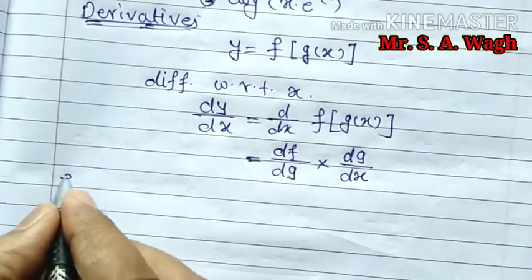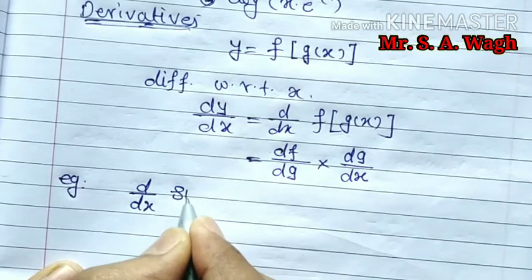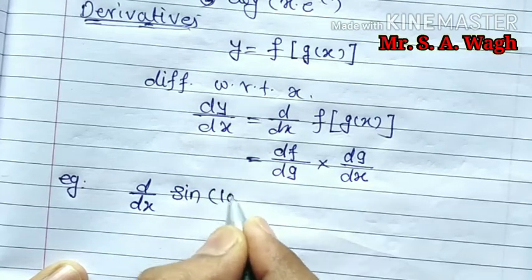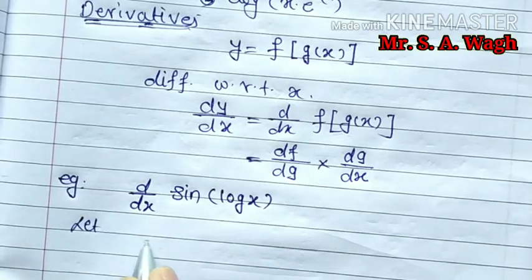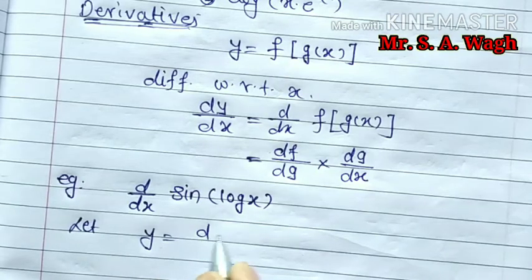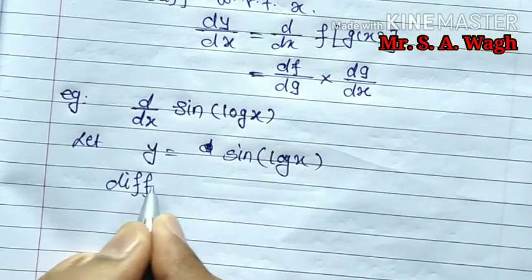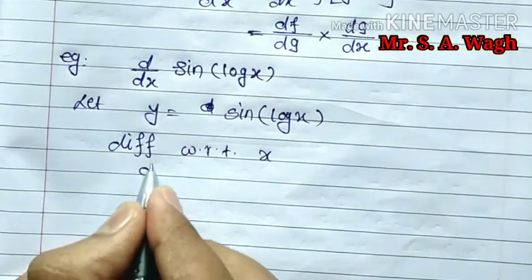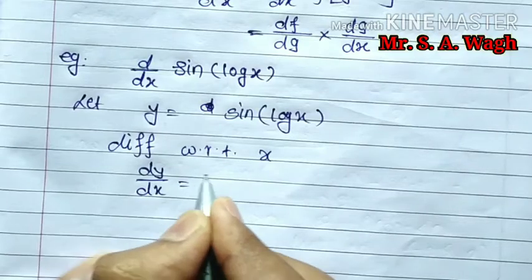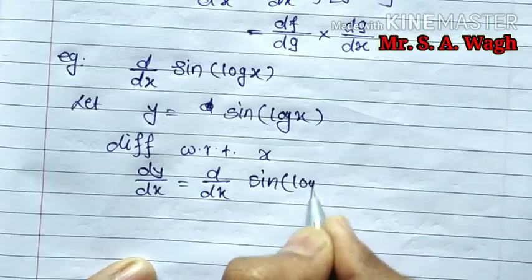For example, let me find the derivative of sine of log of x. Let y be equal to sine of log of x. If we differentiate this with respect to x, one side will be dy by dx and the other side will be d by dx of sine of log of x.